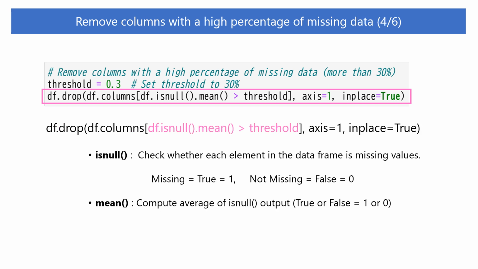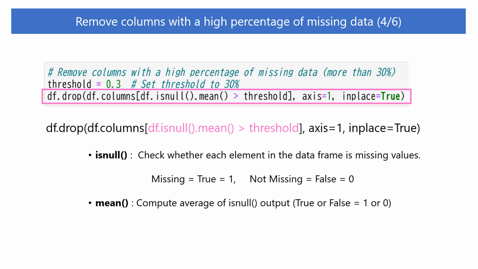Now, let's look at the conditions specified in the square brackets. First, let's focus on the part isnull mean. As before, we use isnull to check whether each element in the data frame is missing. This returns true where there are missing values, and false where there are no missing values. The mean function calculates the percentage of missing values based on the results.